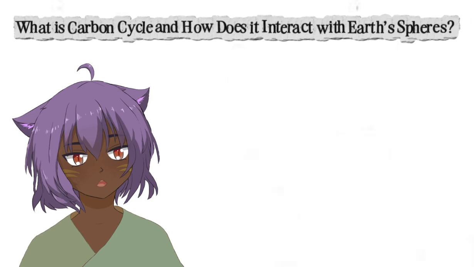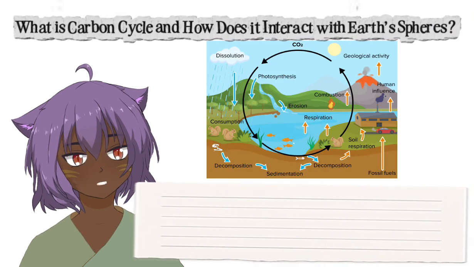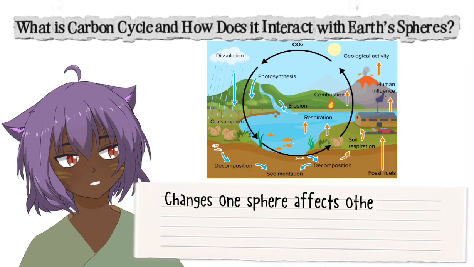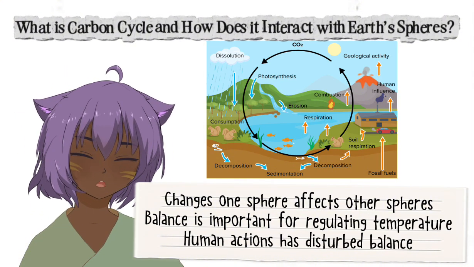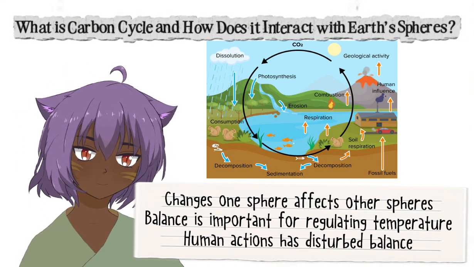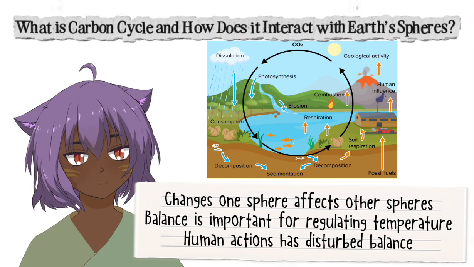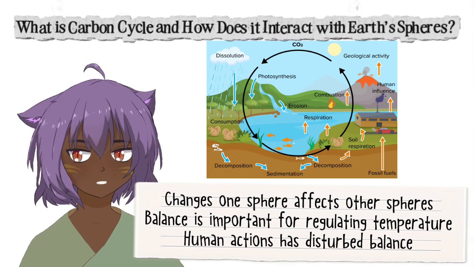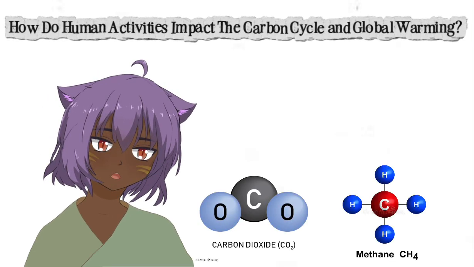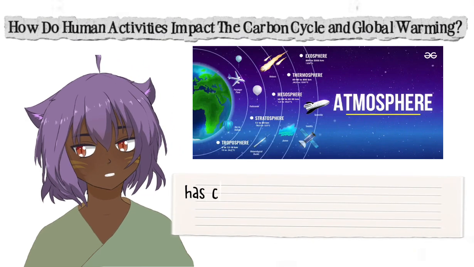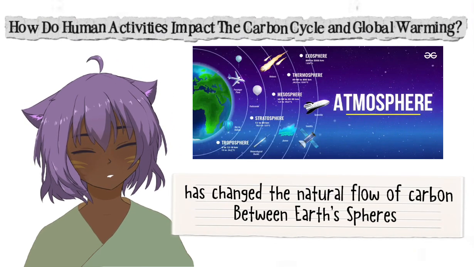These interactions show a strong relationship between all four spheres. Changes in one sphere, such as the atmosphere, affect the others. This balance is important for regulating Earth's temperature. However, human actions have begun to disturb this balance in significant ways. Human activities have added large amounts of carbon dioxide and methane to the atmosphere, which has changed the natural flow of carbon between Earth's spheres.